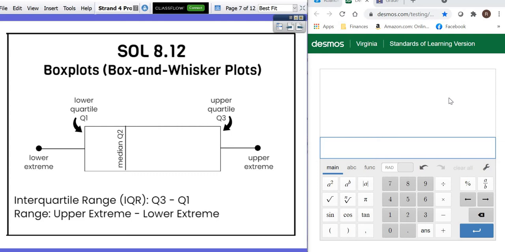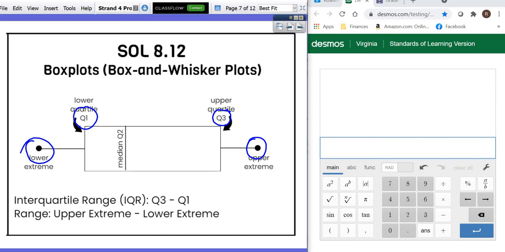There's the lower extreme, then the bottom of the box is the lower quartile, then the median is right in the middle, then the upper quartile is right at the top of the box, and then you have your upper extreme. Now, to find your interquartile range, you would take the Q3 amount and subtract the Q1 amount. To find your range, you take the upper extreme and subtract the lower extreme.